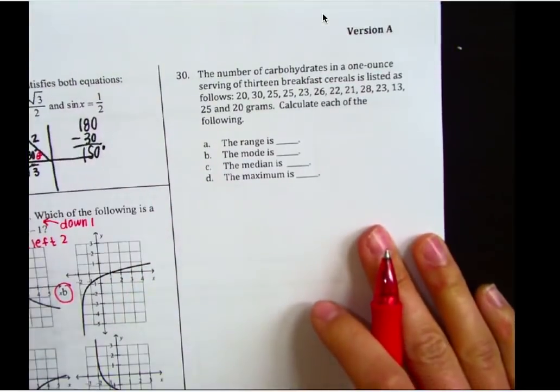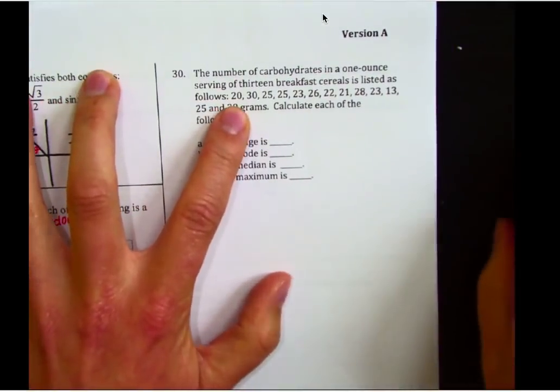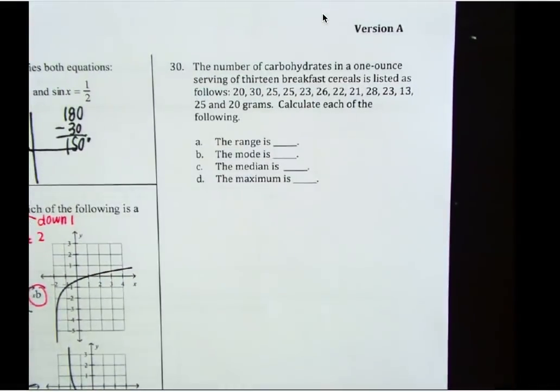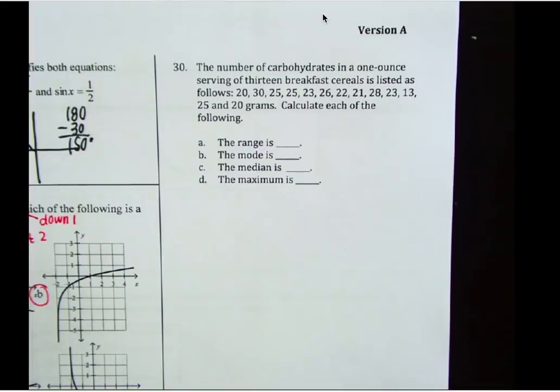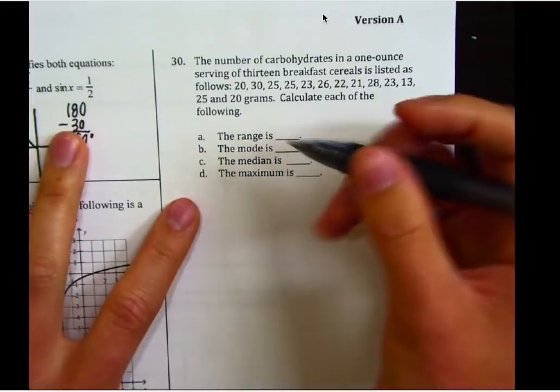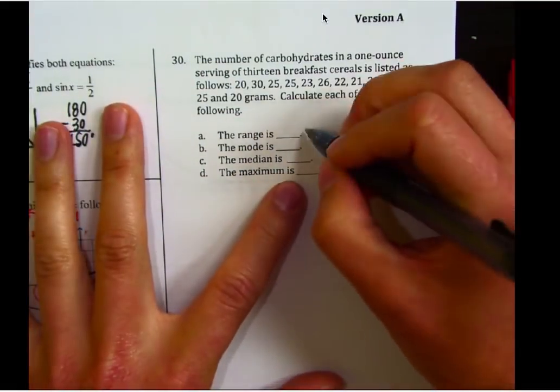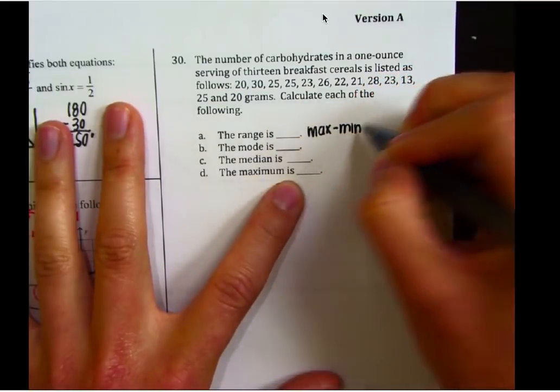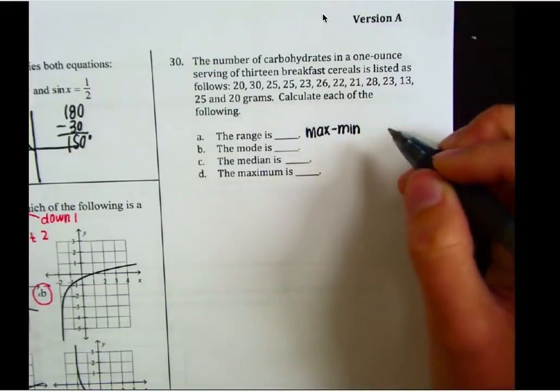The number of carbohydrates in a 1-ounce serving of 13 breakfast cereals is listed as follows. 20, 30, 25, 25, 23, 26, and so on, we are going to calculate each of the following. So we are going to look for the range. So I'm going to remind you guys that range is your maximum value minus your minimum value. So your greatest value minus smallest.